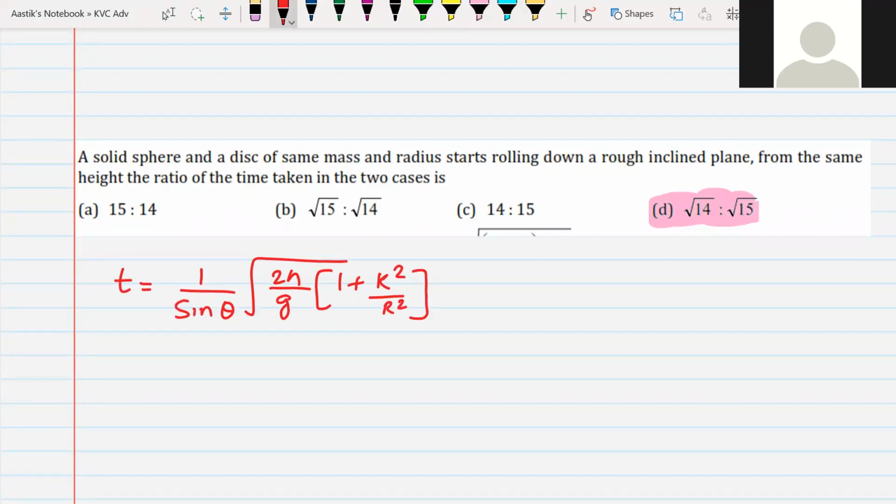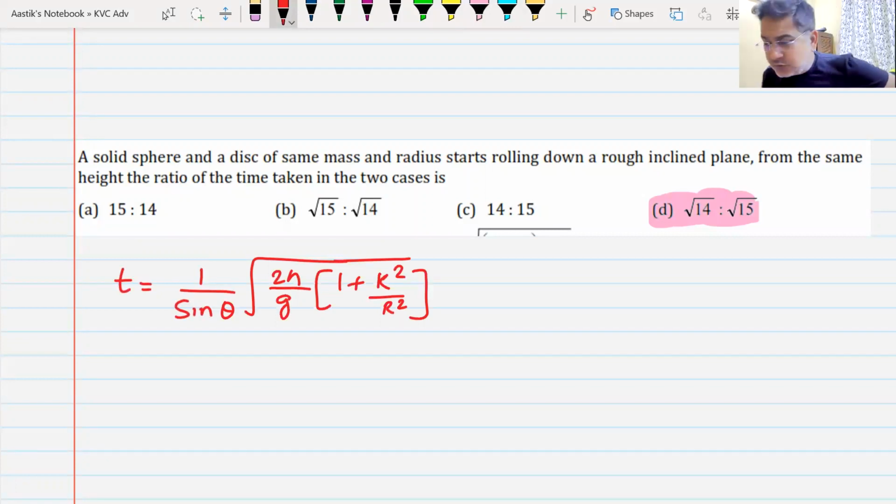So time is basically proportional to the under root of 1 plus k square by r square. Yes or no? Yes, sir. Just find the ratio of the roots of 1 plus k square by r square and you end up with your result. Well done. All is well that ends well.